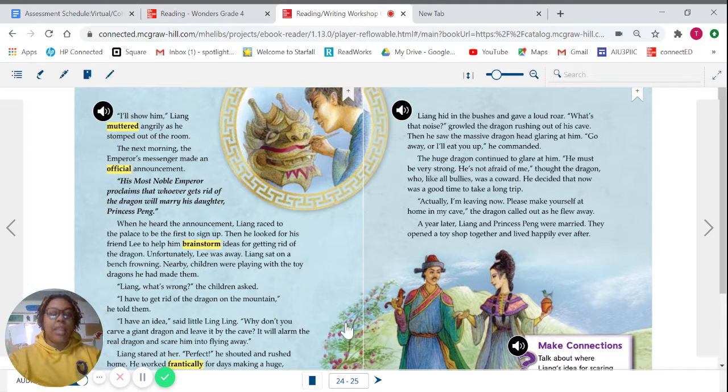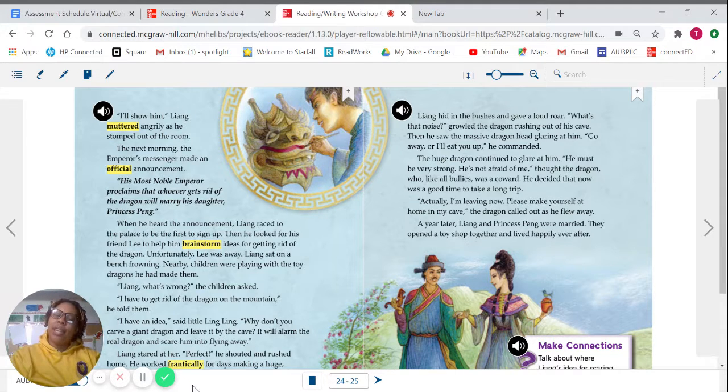The next morning, the emperor's messenger made an official announcement. "His most noble emperor proclaims that whoever gets rid of the dragon will marry his daughter, Princess Pang." When he heard the announcement, Liang raced to the palace to be the first to sign up. Then he looked for his friend Li to help him brainstorm ideas for getting rid of the dragon. Unfortunately, Li was away. Liang sat on a bench frowning. Nearby, children were playing with the toy dragons that he had made them.